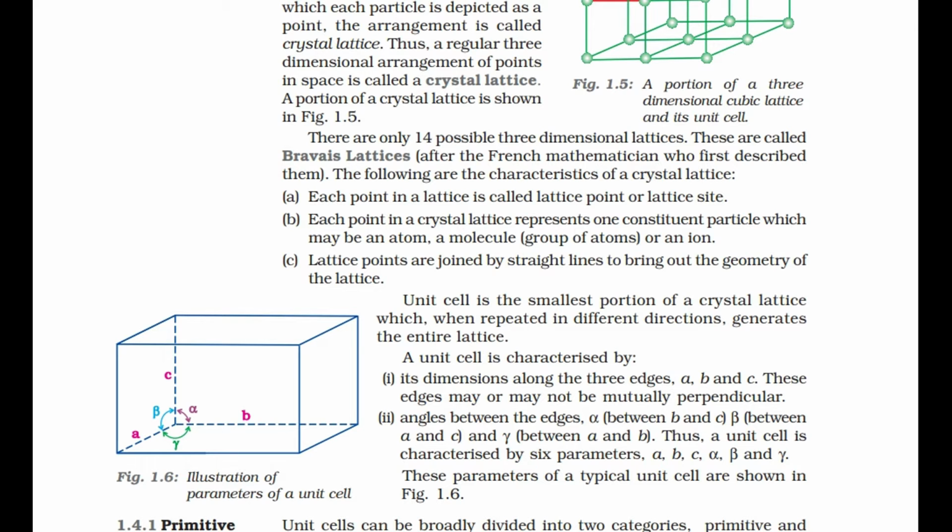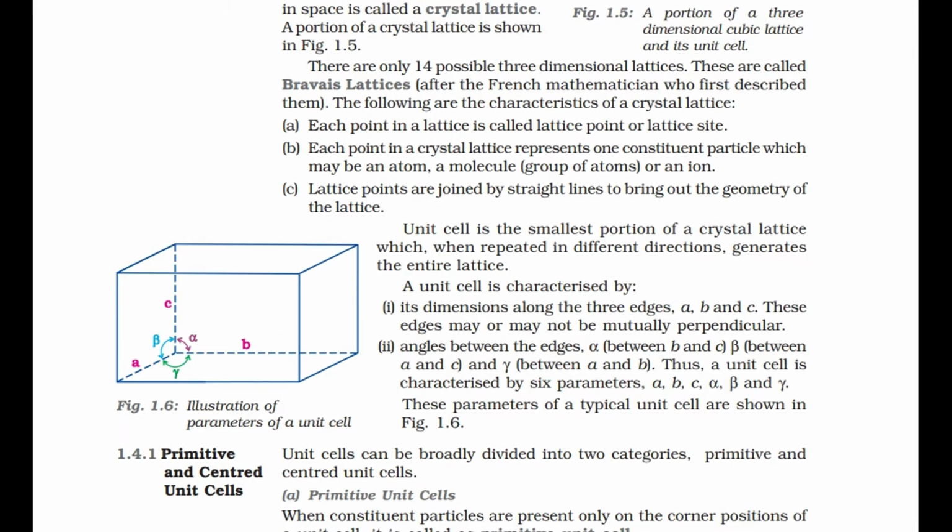There are only 14 possible three-dimensional lattices. These are called Bravais lattices, after the French mathematician who first described them. The following are the characteristics of a crystal lattice. Each point in a crystal lattice is called lattice point or lattice site. Each point in a crystal lattice represents one constituent particle, which may be an atom, a molecule, which is a group of atoms, or an ion. Lattice points are joined by straight lines to bring out the geometry of the lattice.